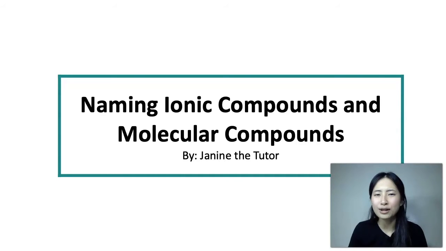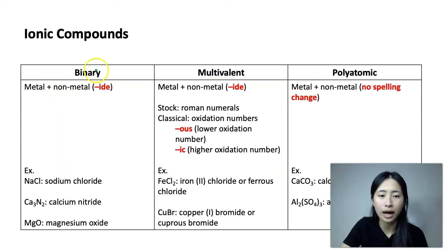First of all, let's just ask ourselves, what's the difference between an ionic compound and a molecular compound? An ionic compound consists of a metal and a non-metal, while a molecular compound consists of two non-metals. If we're looking at ionic compounds, we have three different types: binary, multivalent, and polyatomic.